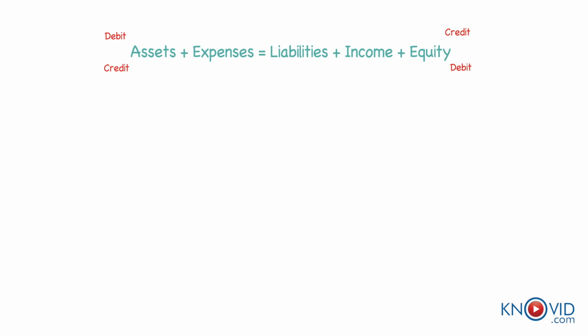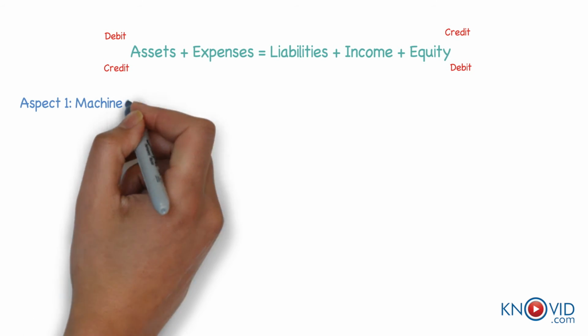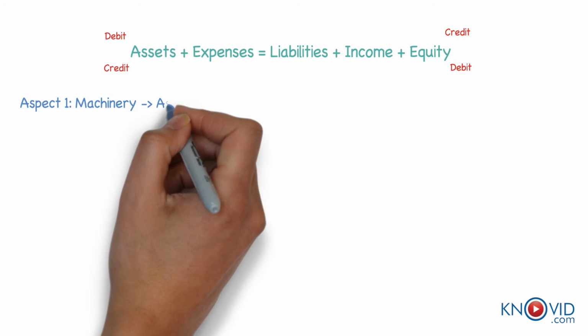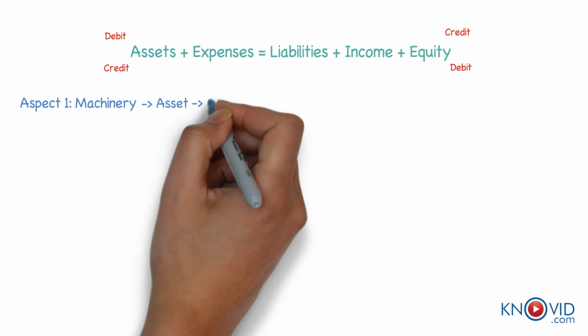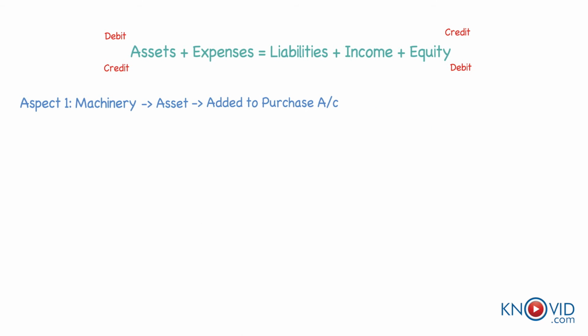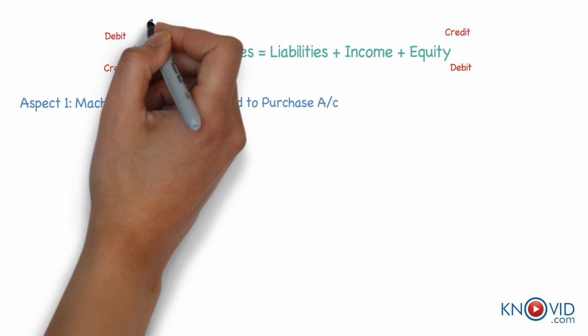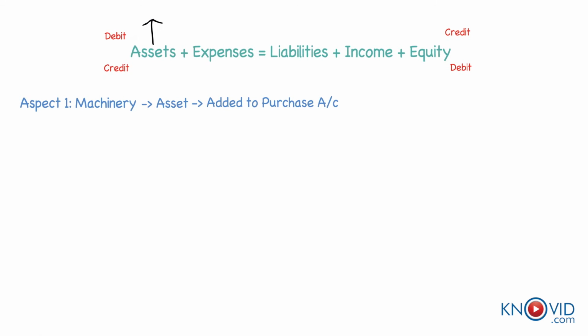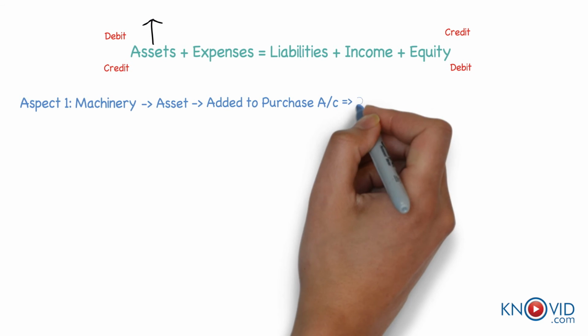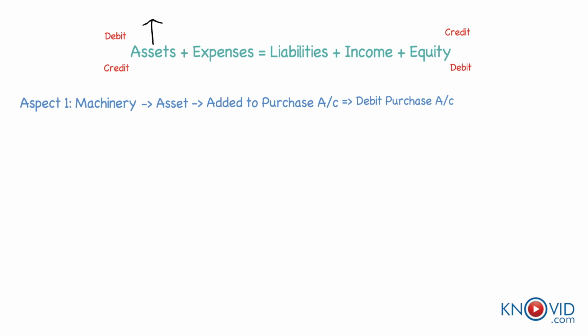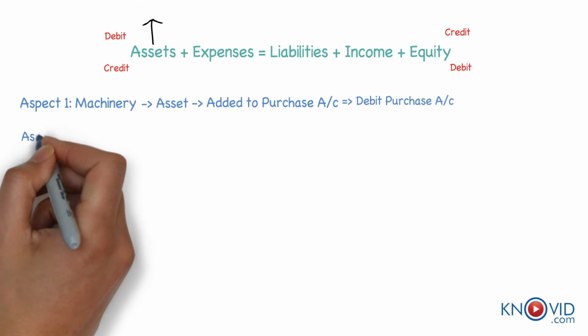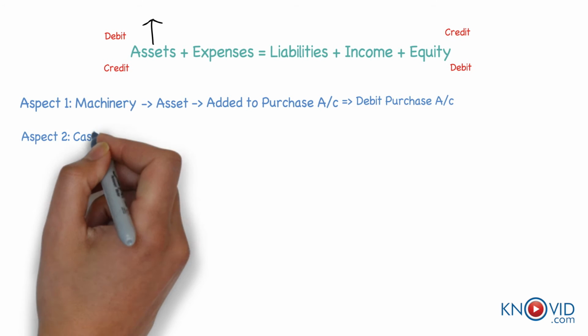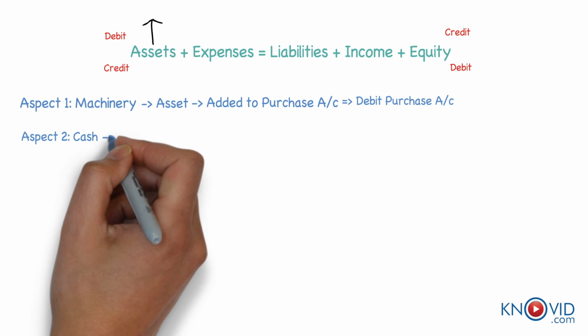When we refer to the accounting equation, we see aspect 1 is machinery, which is an asset, which is added to the company's purchase account. Since the asset is increasing, as per the accounting equation, we need to debit the machinery account with rupees 1 lakh. Now aspect 2 has two items, cash and credit purchase.